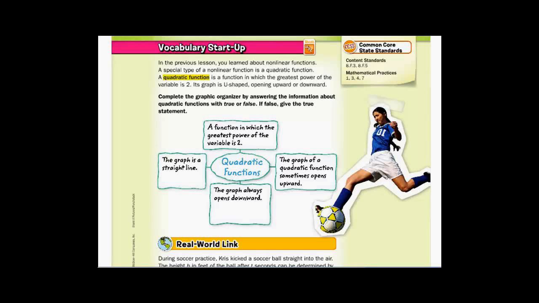All right, chapter 4, lesson 8 talks about quadratic functions. And I talked to you a little bit about this in lesson 7 whenever I said that now some of our functions will not be straight lines, so they're going to be curves. So that's what we're talking about whenever we're doing quadratic functions.